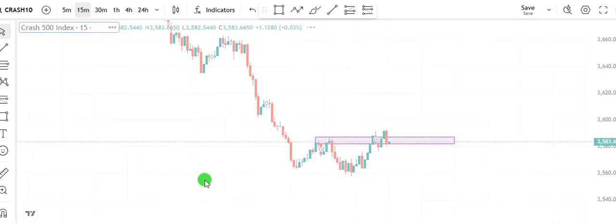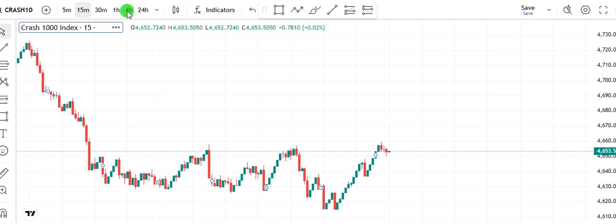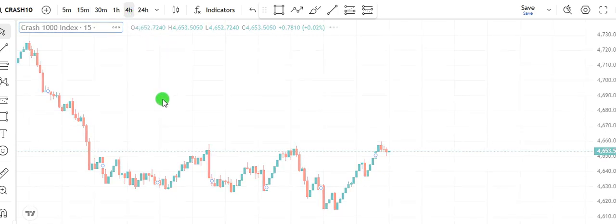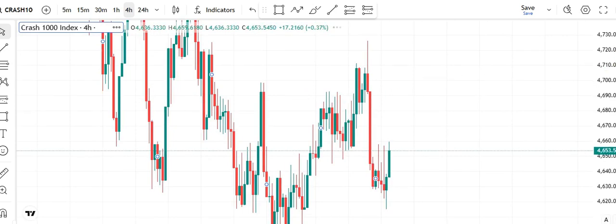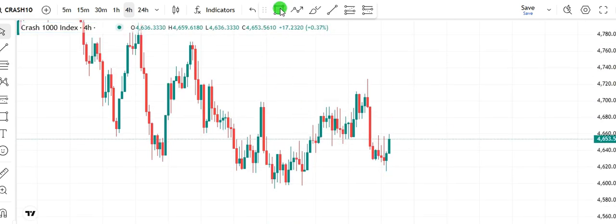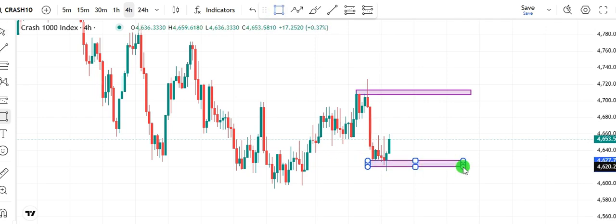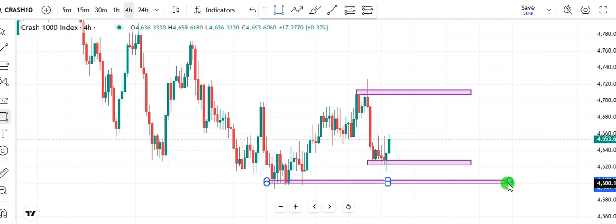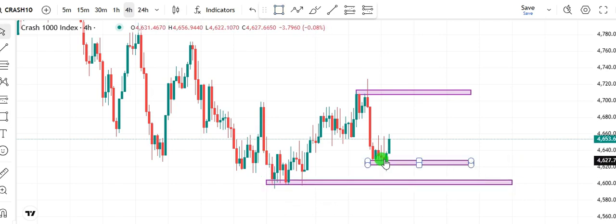So let's do the final one on Crash, which will be Crash 1000. All right, here is the Crash 1000 chart, and of course we'll be starting with the H4 to mark out our recent high and recent low. Then we go on the bearish side. Now that we've already got to this level and taken this out, I would like to move on.